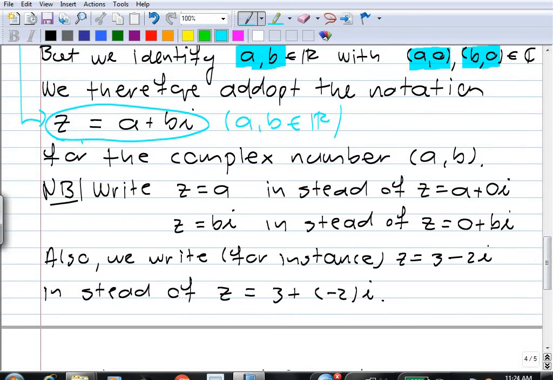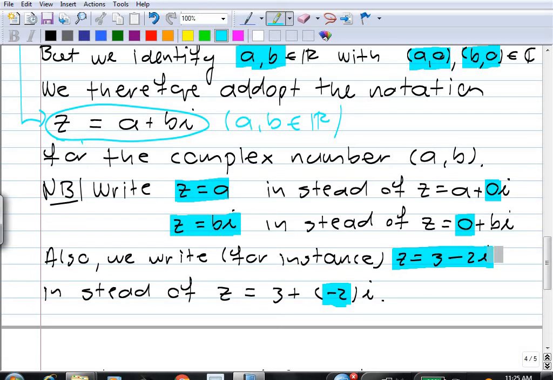So a couple of things to note. This is a nice notation. In particular, if our complex number is real, in other words its imaginary part is 0, we just write z equals a instead of z equals a plus 0i. And likewise, if the real part is 0, we don't write z equals 0 plus bi, we just write z equals bi. And if we have, for instance, the complex number with imaginary part minus 2, we don't write z equals 3 plus minus 2i, we just write z equals 3 minus 2i.